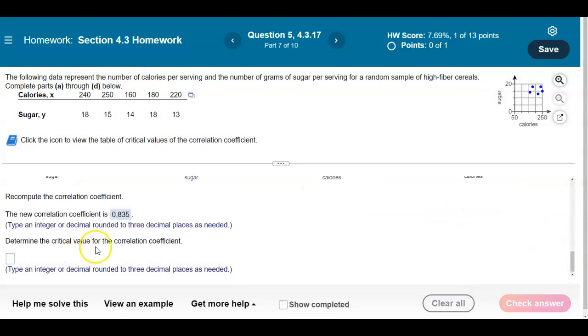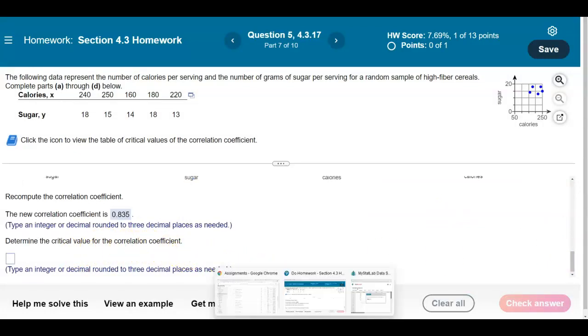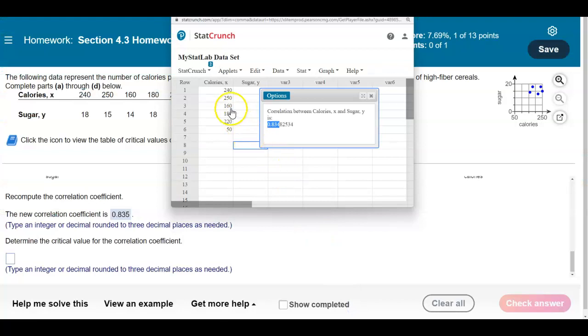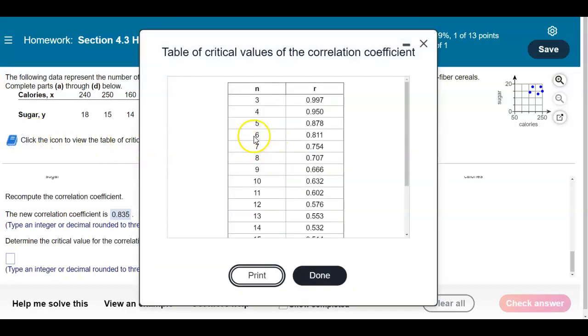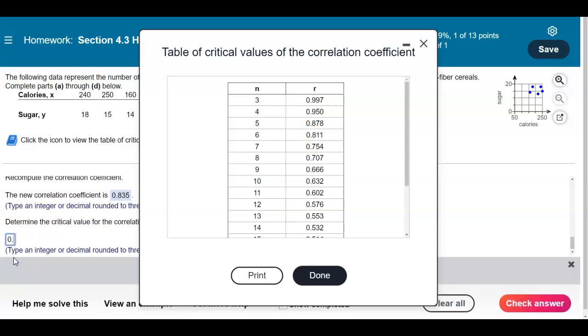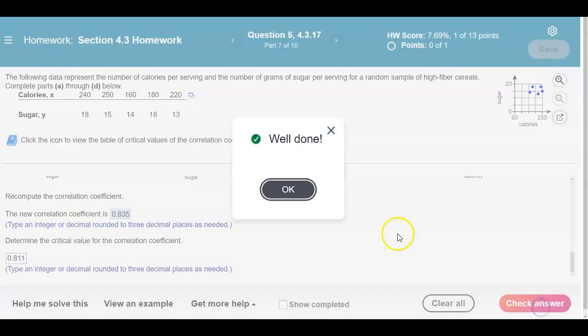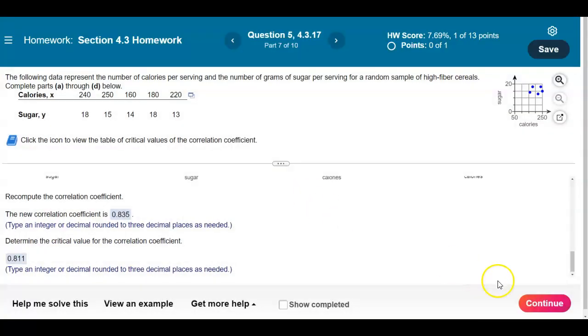Okay, and then determine the critical value for the correlation coefficient. Well, now the critical value is going to be based on 6 ordered pairs. So click on the icon, and then this is 6, and now we're going to see that the critical value is 0.811. So let's go ahead and put that in there, 0.811, and there is our critical value.